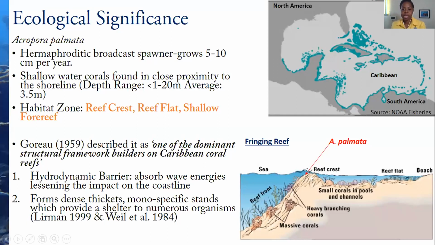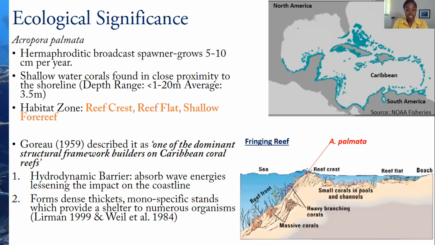Now, generally, if you're looking at my slide, the Acropora palmatas can grow on the reef flat, or they can also grow on the shallow fore reef. But historically, they were seen on the reef crest, so much so that the reef crest was also given the name the Palmata zone. Now, Goreau in 1959 described it as one of the dominant structural framework builders on Caribbean coral reefs, especially because of the functions that they provide.